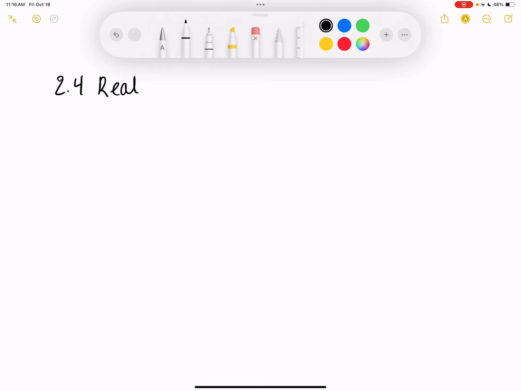All right, 2.4, real zeros of polynomial functions. I don't think we're going to do this whole section today because there's just kind of a lot in it, so we'll probably extend it out to Monday. But we'll just see as we go what's happening.